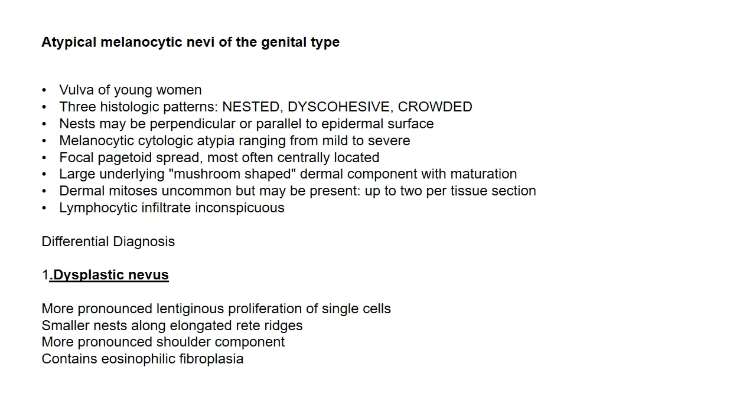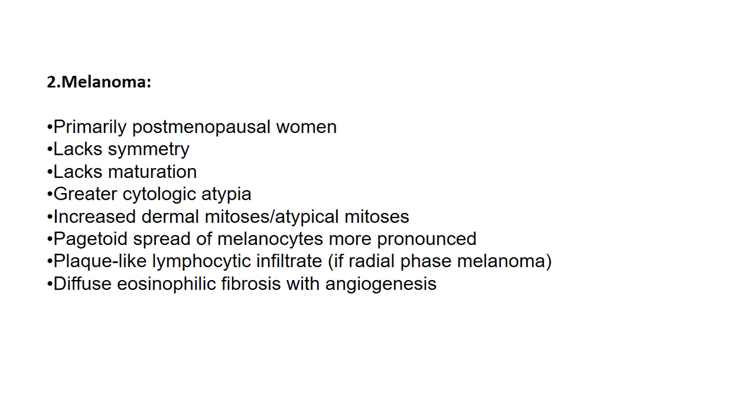Lymphocytic infiltrate is inconspicuous. So what are the differential diagnoses? That is the dysplastic nevus and of course the melanoma. Melanoma primarily affects postmenopausal women, and lacks symmetry and maturation. There will be greater cytologic atypia, increased dermal mitosis, and even atypical mitosis may be seen. There will be pagetoid spread of melanocytes, which is more pronounced than that of the nevus. There will be a plaque-like lymphocytic infiltrate if radial phase melanoma is there, and there may be diffuse eosinophilic fibrosis with angiogenesis.